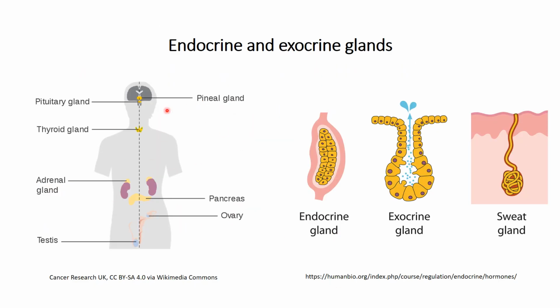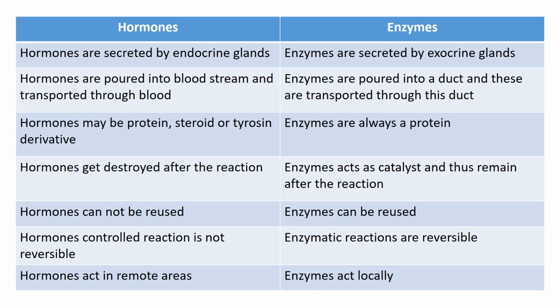These are the endocrine glands of our body: pituitary gland, pineal gland, thyroid gland, adrenal gland, pancreas, ovaries, and the testes. Endocrine glands synthesize the hormones, which pass through the bloodstream, while exocrine glands produce enzymes which pass through ducts. For example, the sweat gland.